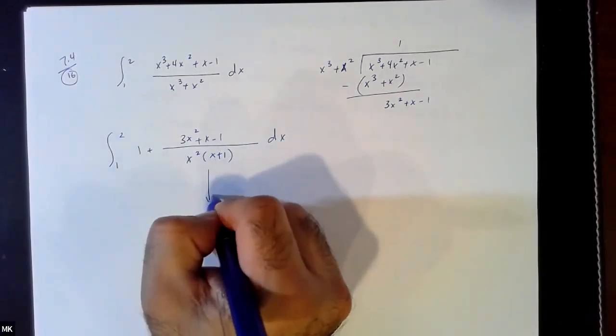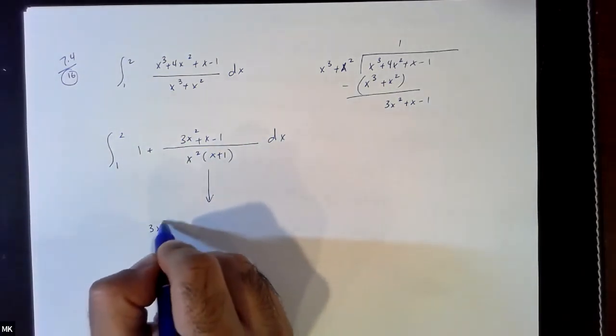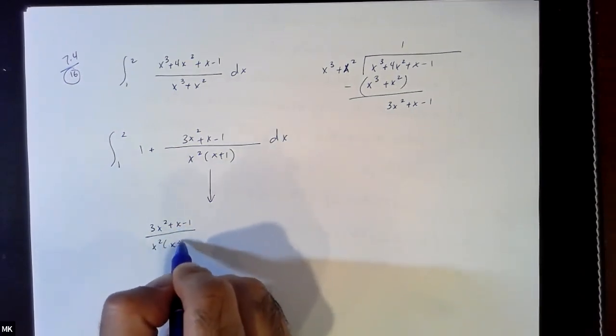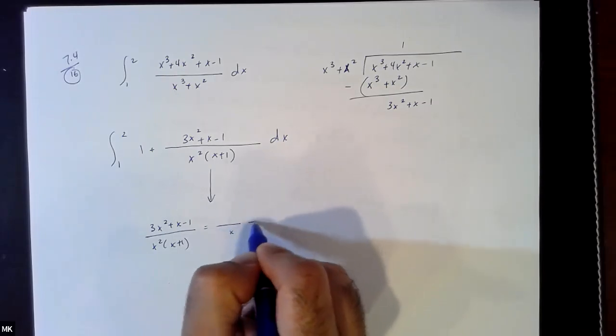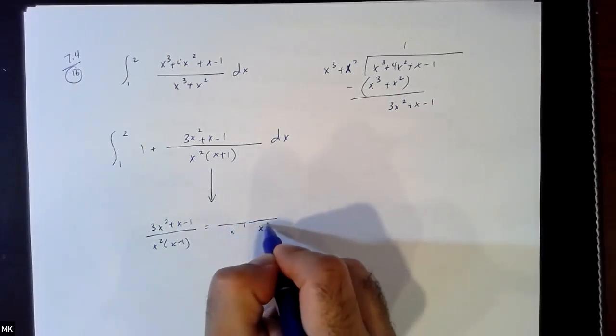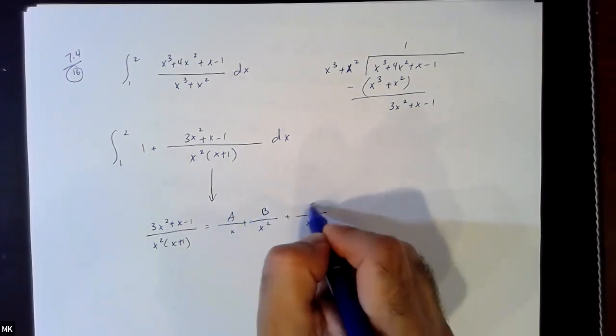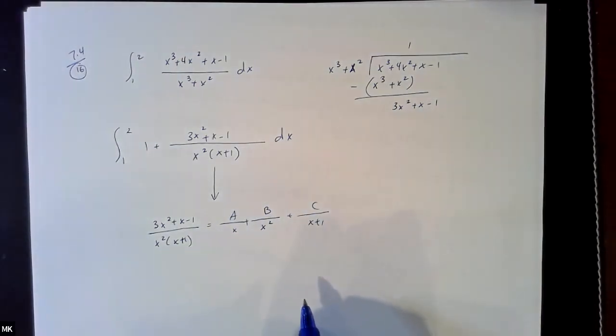And then this one, you have to do partial fractions on it. So you get 3x squared plus x minus 1 over x squared times x plus 1 is something over x, another thing over x squared, and another thing over x plus 1. And they're all going to be just numbers on the top.